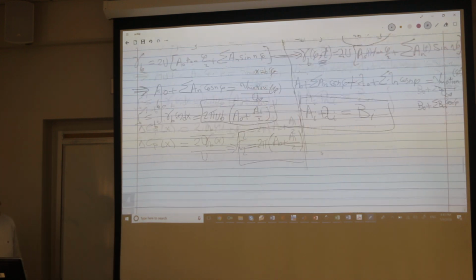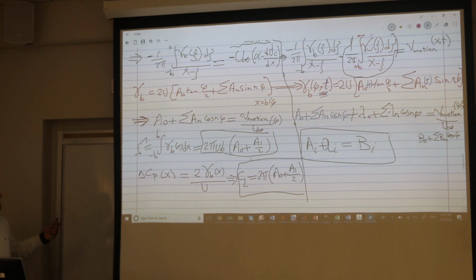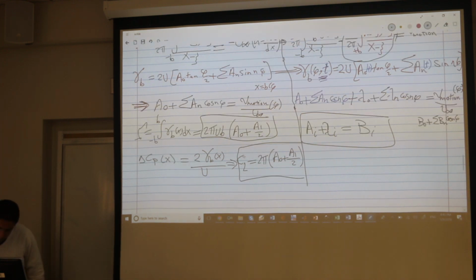It's an unsteady problem. So this is just a manifestation of the no penetration boundary condition. It's not sufficient, we need more. Over there it was sufficient, it completely solved the problem. That's okay. But why didn't we see why the lift is not rho U gamma anymore? Okay, let's see it here.